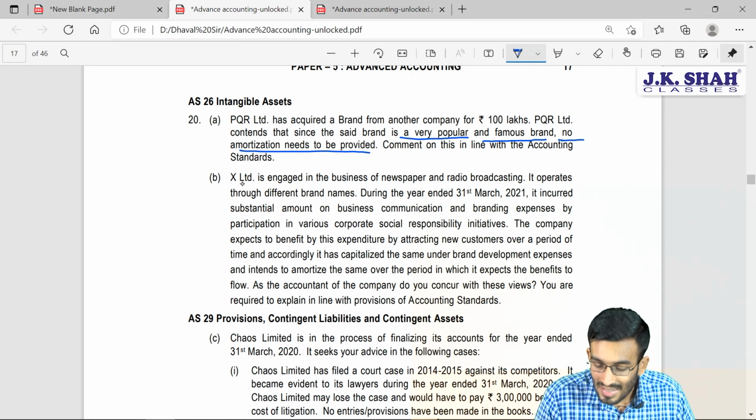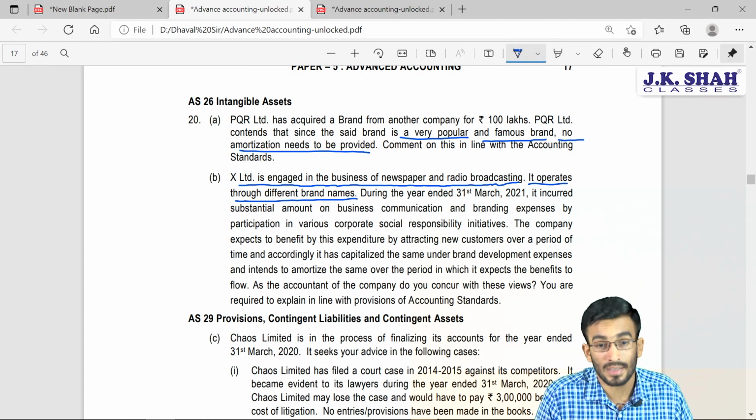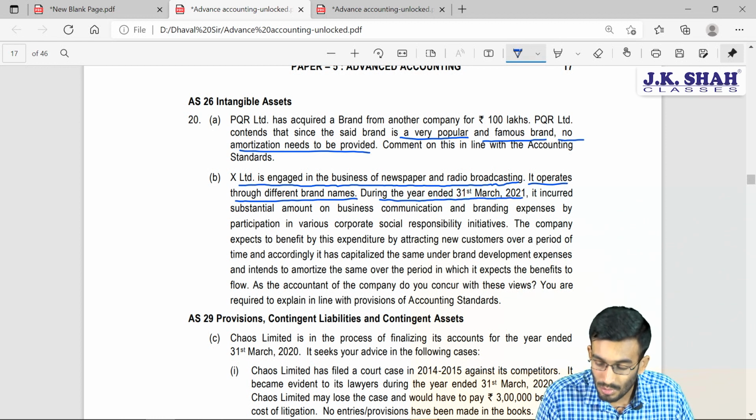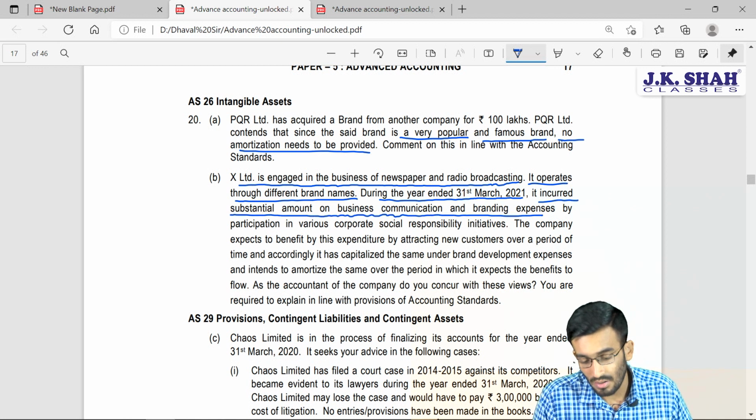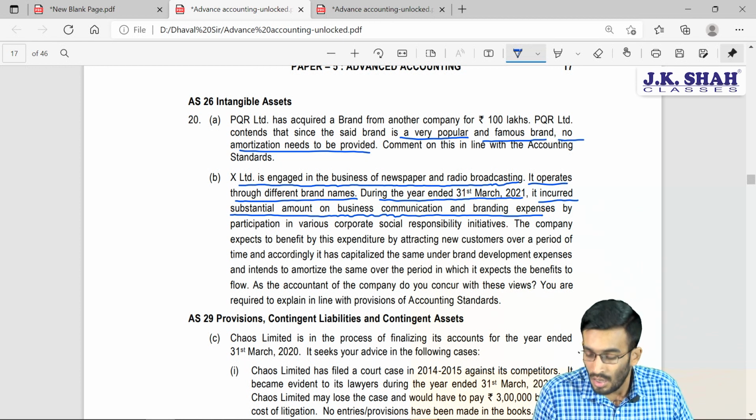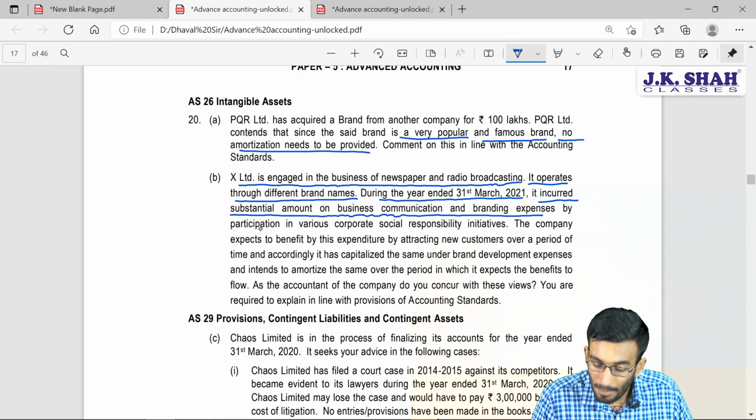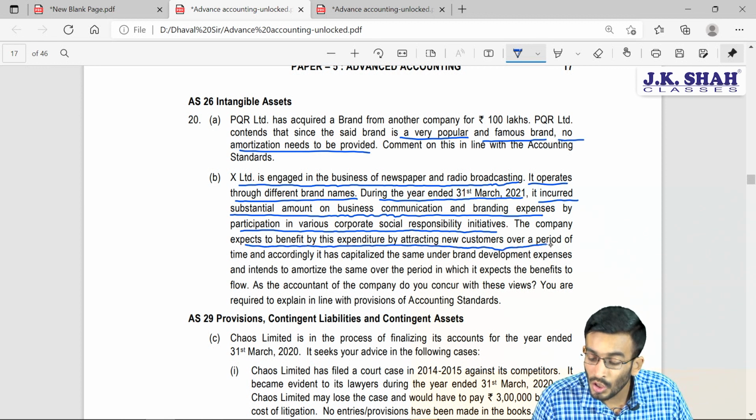Next, B. X Limited is engaged in the business of newspaper and radio broadcasting. It operates through different brand names. During the year ended 31st March 21, it incurred a substantial amount on business communication and branding expenses, by participation in various corporate social responsibility initiatives. The company expects to benefit from this expenditure by attracting new customers over a period of time, and accordingly it has capitalized the same under brand development expenses and intends to amortize the same over the period in which it expects the benefits to flow.